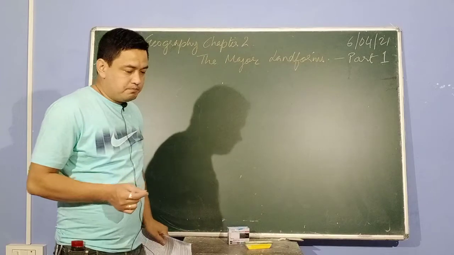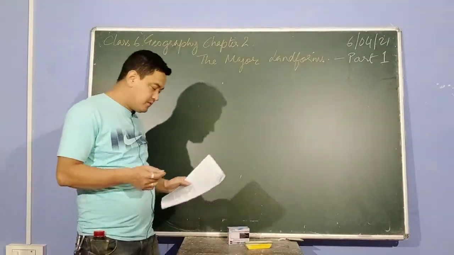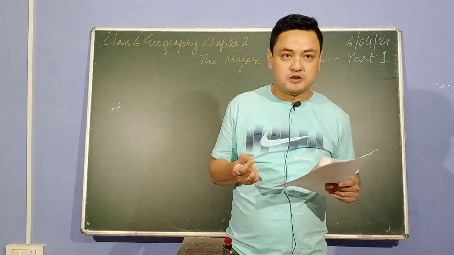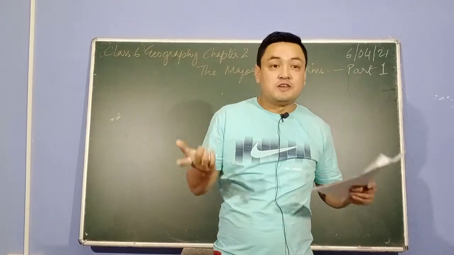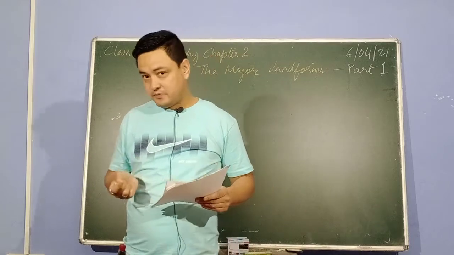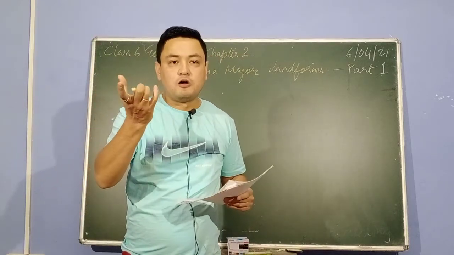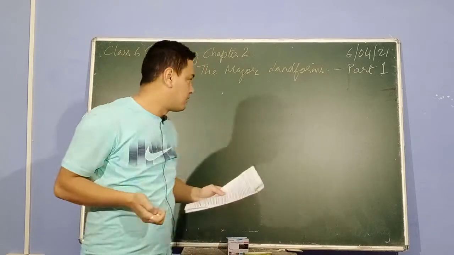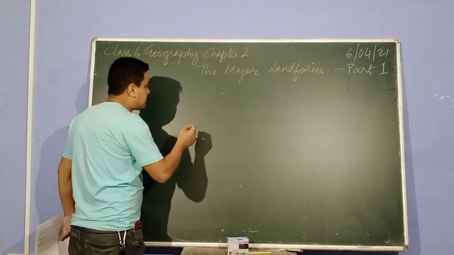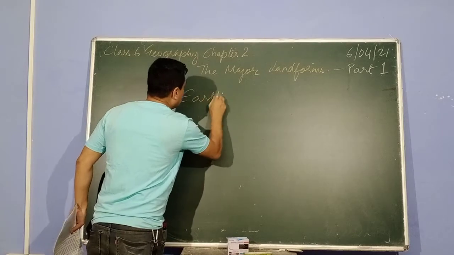Now, before starting this chapter, I want to tell you that billions of years ago, before 4 billion years ago, Earth was nothing. There was no Earth. But Earth was a rock. This rock was a fiery ball of fire. So there was a rock which was like a ball of fire.